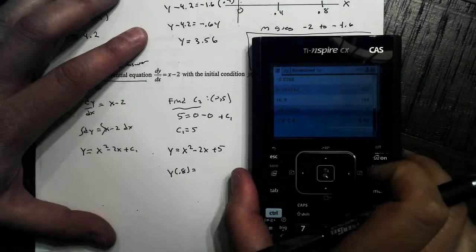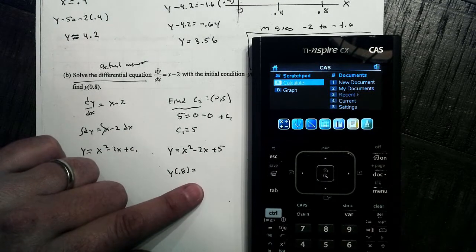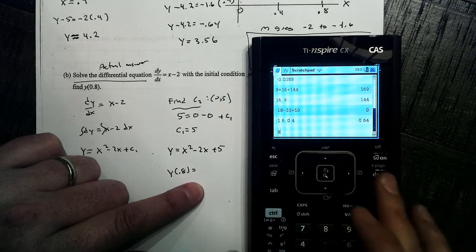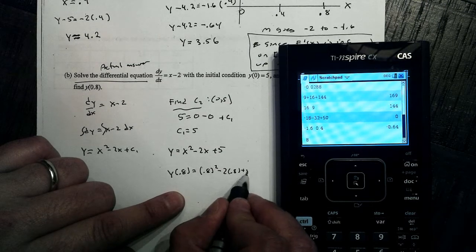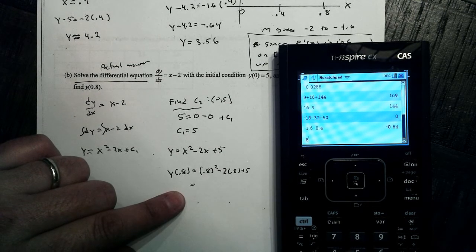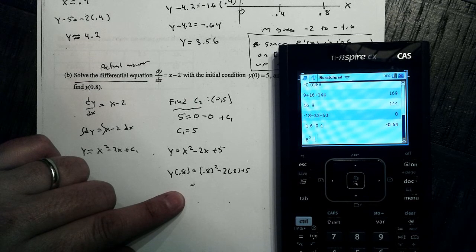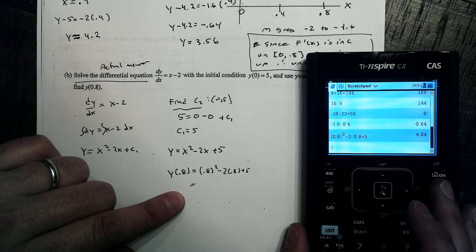And if I plug that in, I'm going to use my trusty dusty calculator here. And that becomes 0.8 squared, right? This is 0.8 squared minus 2 times 0.8 plus 5. So 0.8 squared minus 2 times 0.8 plus 5, and we get 4.0.